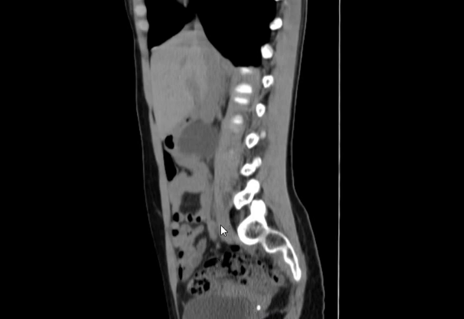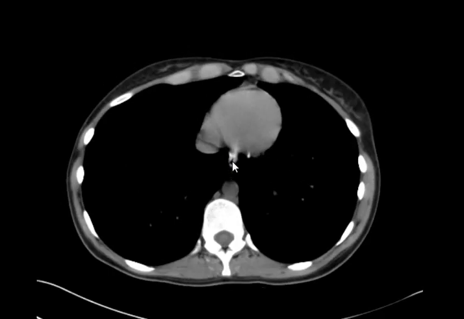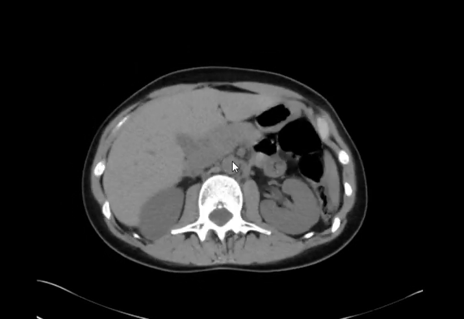This is a non-enhanced CT scan of the abdomen and pelvis of a young female patient. Axial, sagittal and coronal views showing right hydronephrosis. Okay. Due to a stone at the distal ureter.